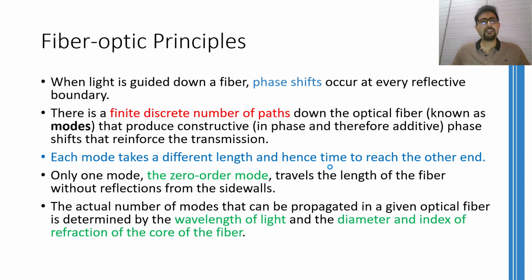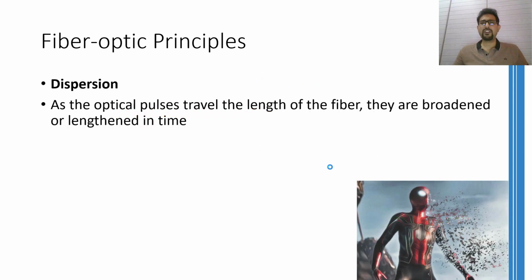How many modes can travel in a fiber optic cable is determined by the wavelength of the light that is used, the diameter, and the refractive index of the core. Because of the different modes the light travels in, different rays present in a beam of light will reach the other end at different times, although they started traveling at the same time. This is called dispersion. If you start the transmission of a beam of light at a particular time, then the zero mode will reach the other end first, and then later on the light from other modes will reach.